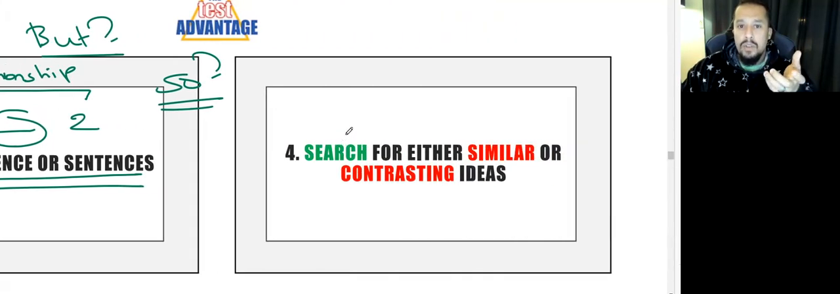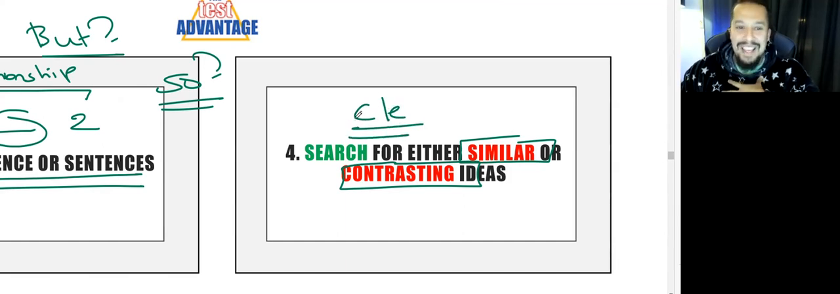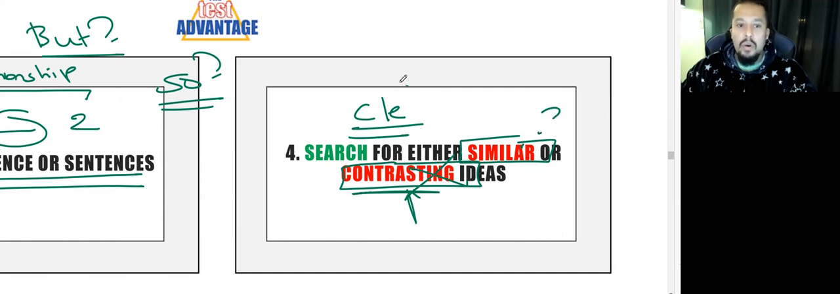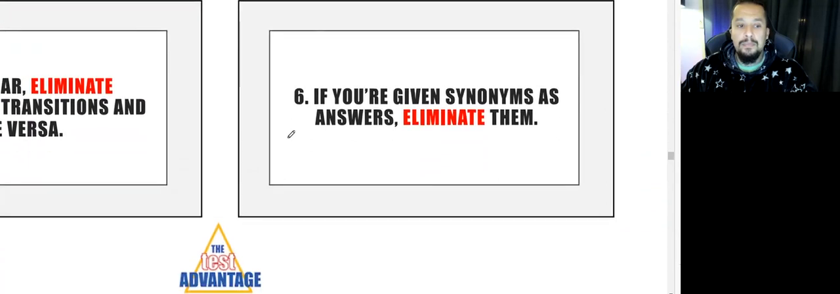So what I like to do after this is look for either similar or contrasting ideas. For me, this is the easiest one. Obviously, you will develop your own special ways. However, for me, I look for whether they are similar ideas or contrasting ideas, because cause and effect, for me, is a bit ambiguous. So I begin with, are they contrasting? This is the easiest one. If no, are they similar? Then again, if no, do we have a cause and effect?